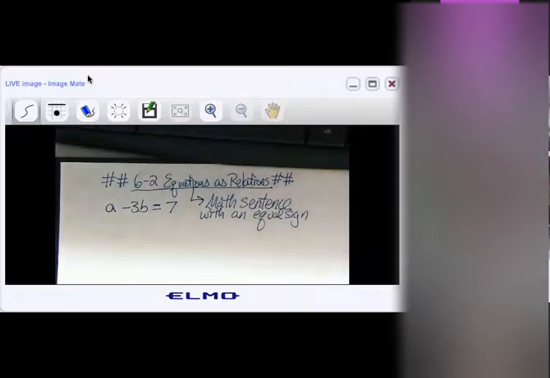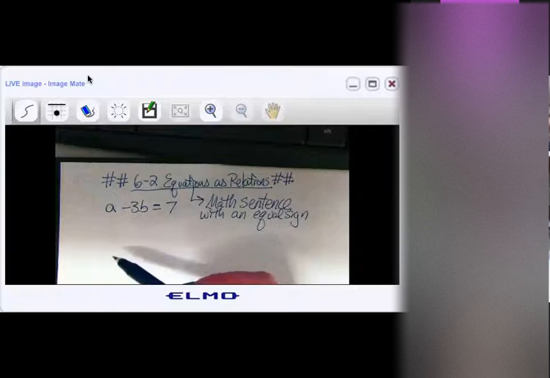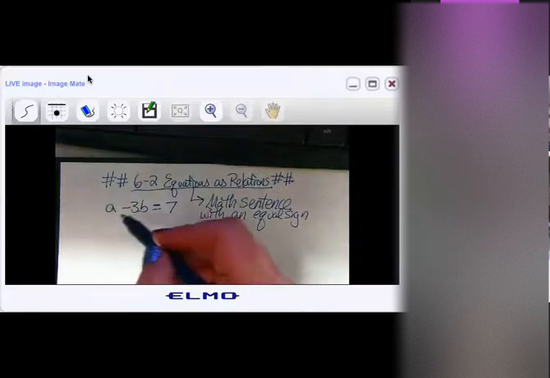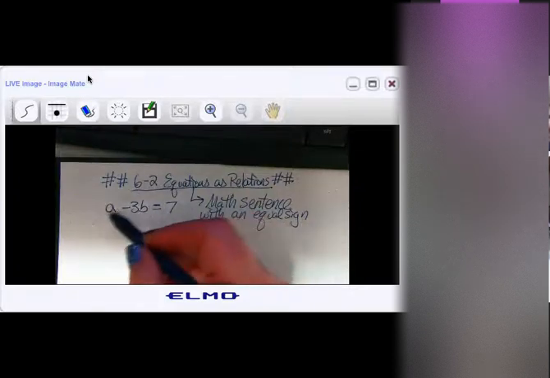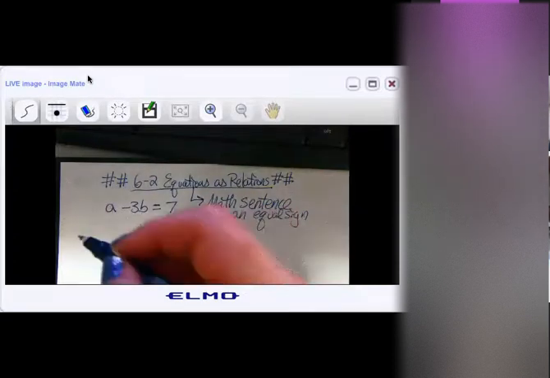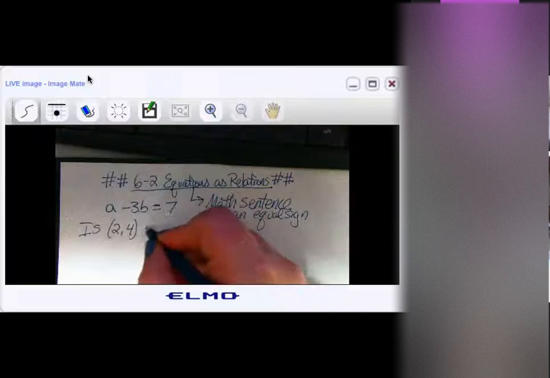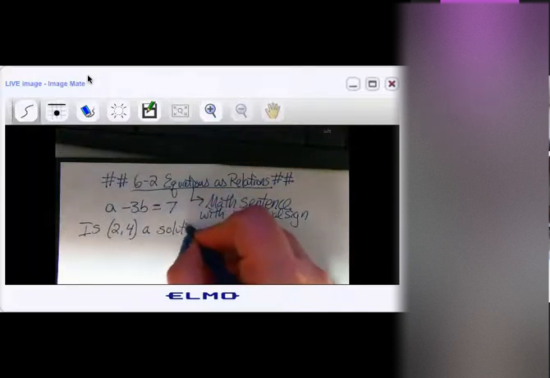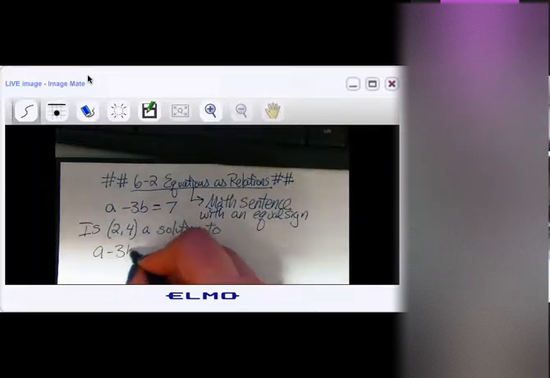Okay, so what we're going to do is take a look at an equation, and then I'm going to give you a relation, and I'm going to ask you if it's a solution or not. So for example, I know in this case I used A and B. Many times we're just so used to using X and Y, but it doesn't have to be X and Y. If ever you're given an example like this where it's not X and Y, and then I give you an ordered pair, so maybe I'll say something like, is (2, 4) a solution to A minus 3B equals 7?